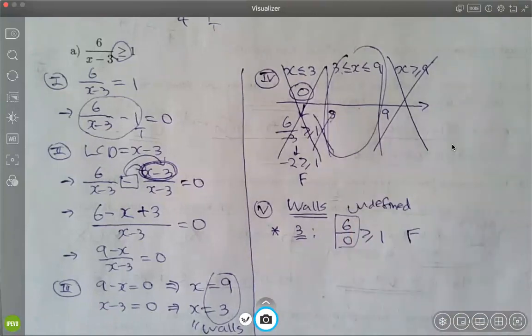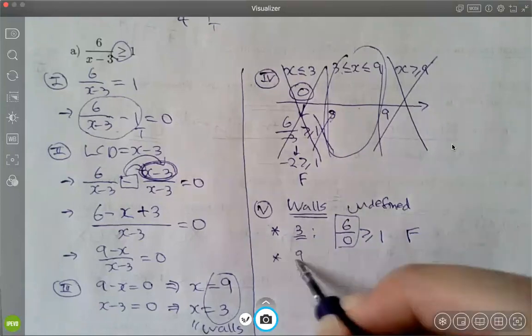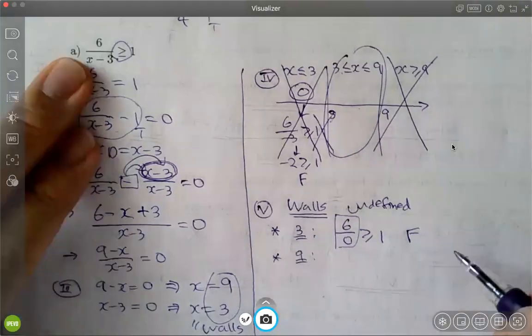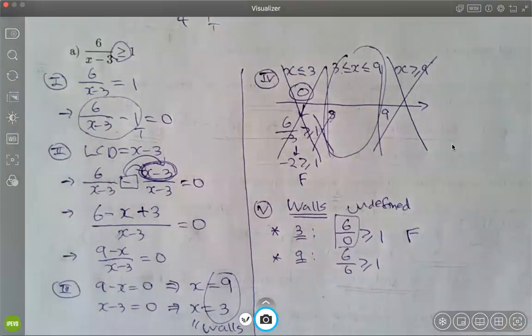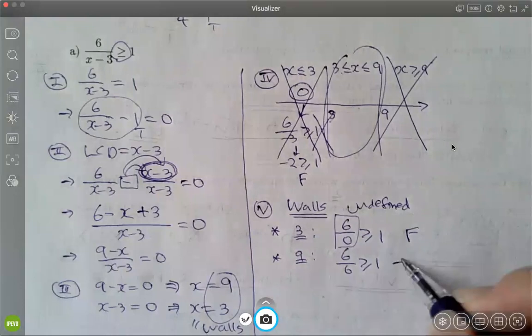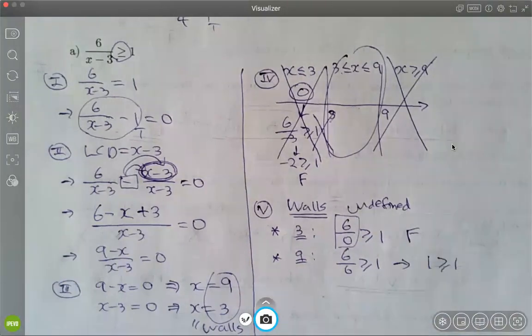Now, plug in 9. So what do you get? 6 over 6 is greater than or equal to 1. And now what is 6 over 6? That's 1, right? So now, is 1 greater than or equal to 1? Is that true? Yeah, because 1 is equal to 1, right? So what does that mean? You keep the right wall.